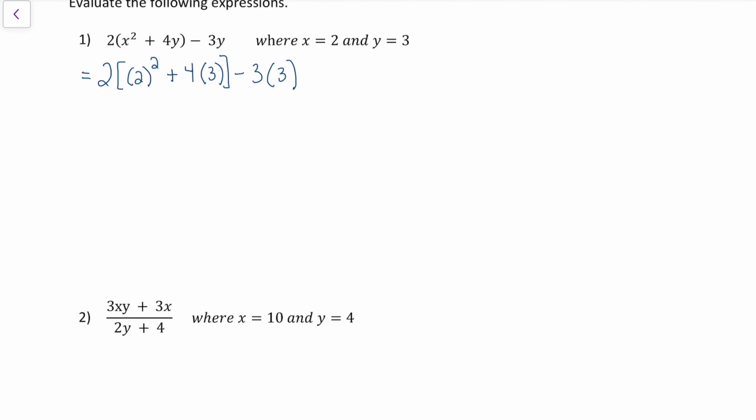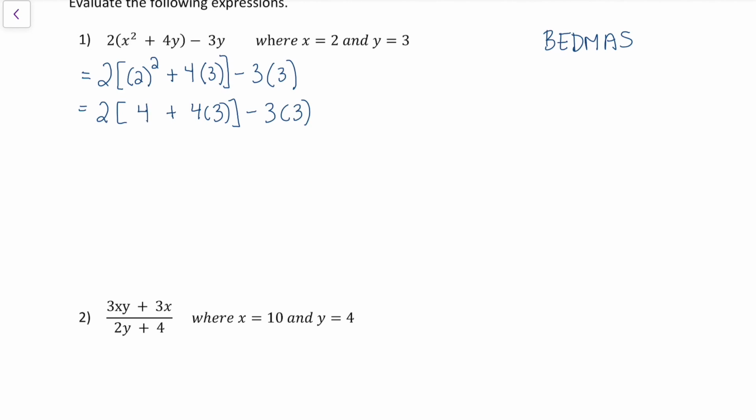Now I'm going to use my order of operations, or BEDMAS, in order to solve this equation. The first thing in BEDMAS is the B, or brackets. So I need to solve the bit inside of my big square brackets. And inside of that, I have an exponent, so I'm going to solve that first. I'm writing everything else out, and I'm going to solve my exponent. So 2 squared is 4.